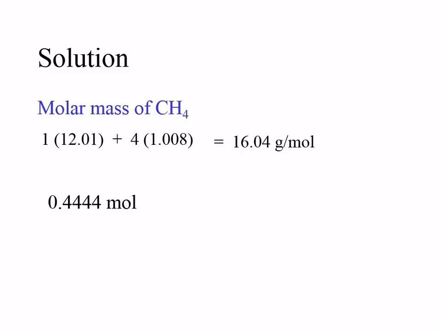And then we can work this problem. We'll start with the moles, 0.4444 moles. And you could put CH4 if you wanted to, but since there's only one compound, it's optional. And then use the molar mass, grams per mole, so units of moles cancel, we're left with units of grams. Rounded to 4 significant figures, we get 7.129 grams of methane, okay?